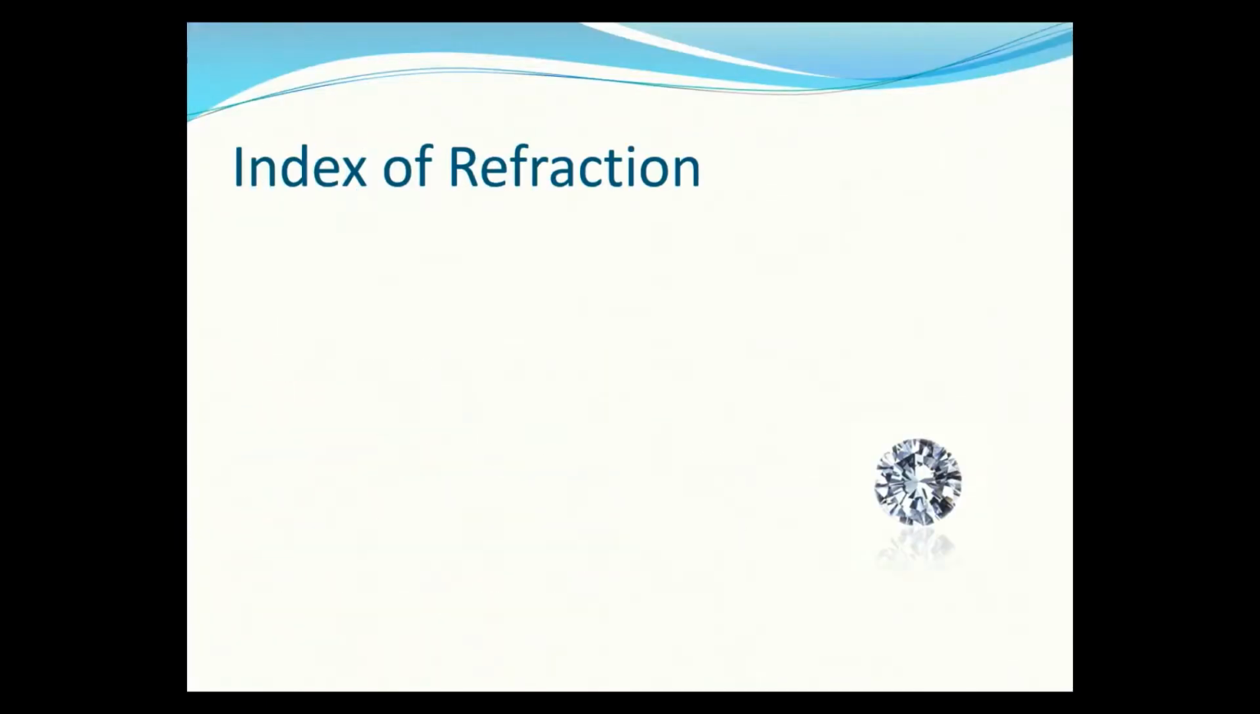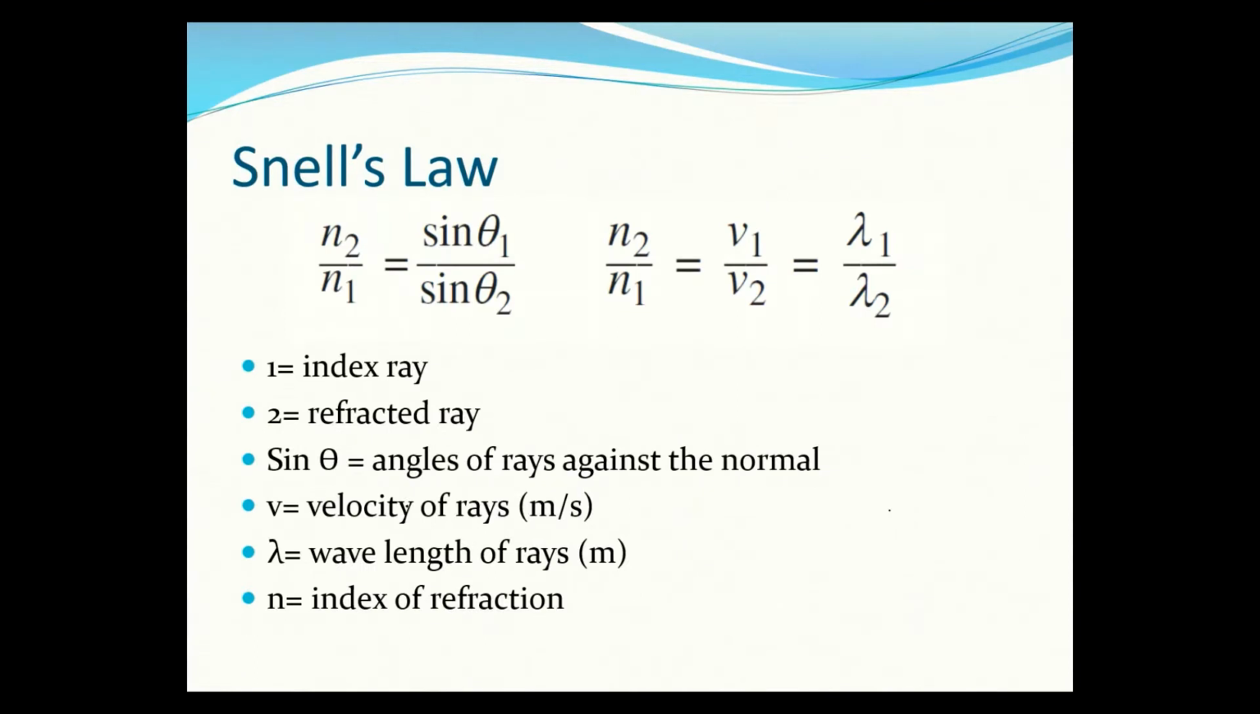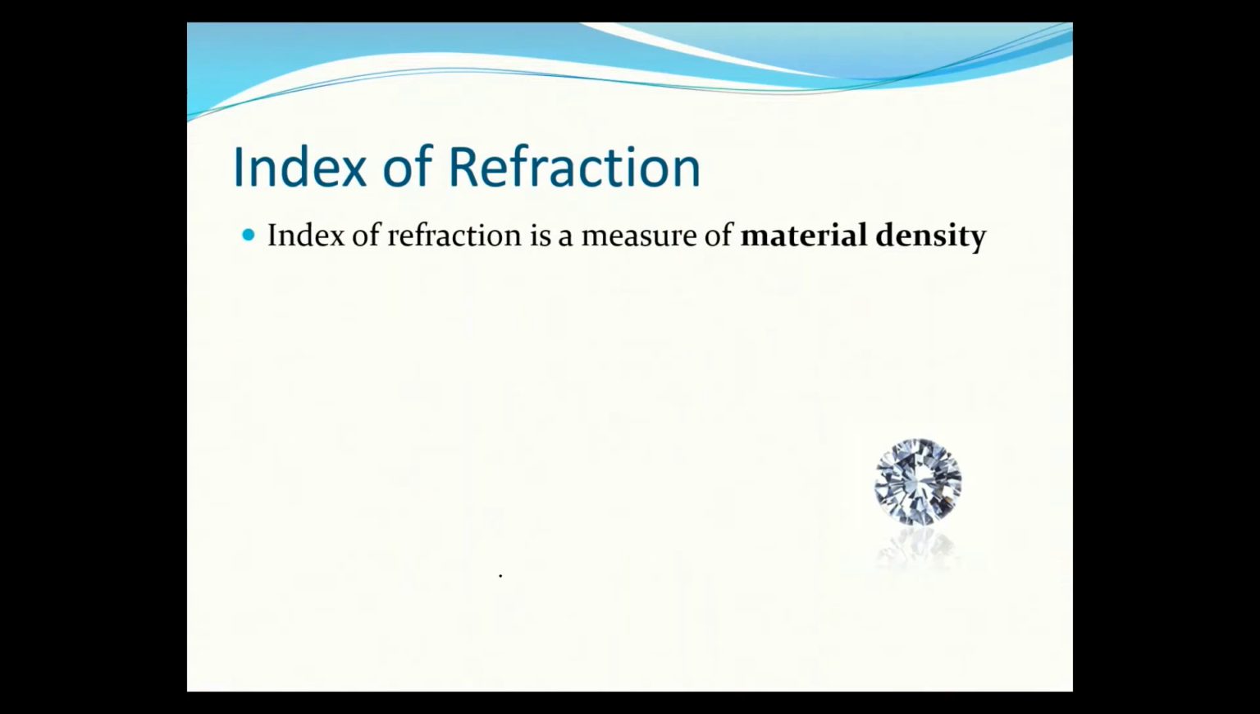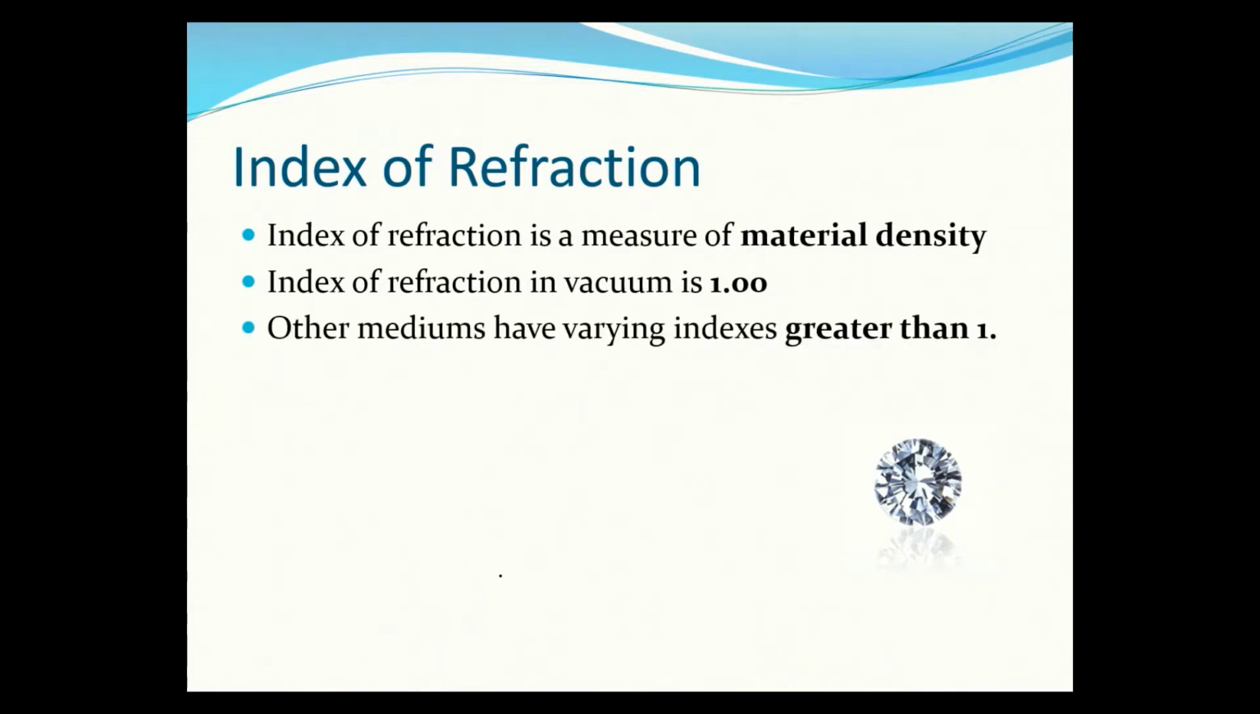Okay, so index of refraction is n. This is kind of new to us. Index of refraction is kind of like coefficient of friction, same idea. Index of refraction is a measure of material density. The index of refraction of a vacuum is 1. So that's sort of our starting point. Other mediums are going to have a greater index of refraction than 1.